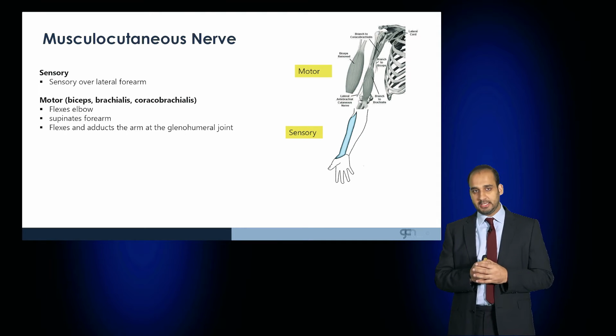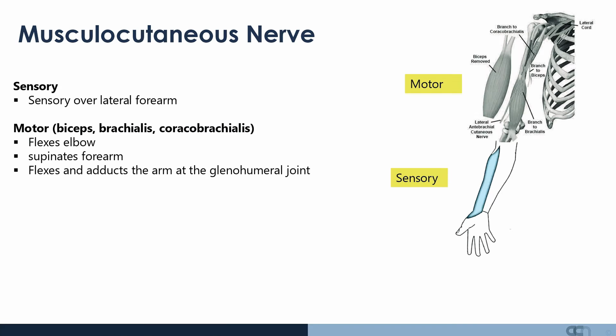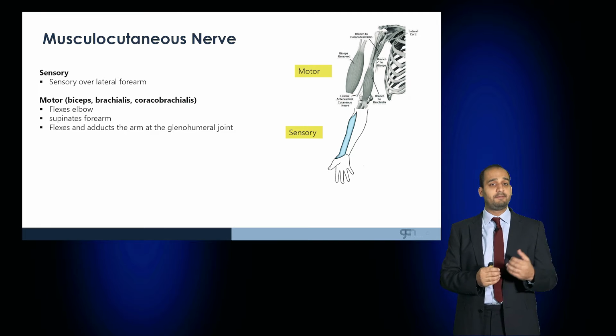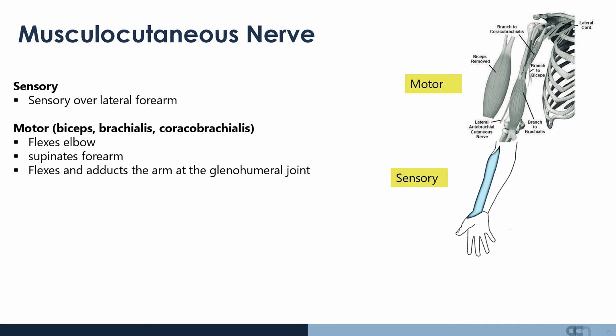The musculocutaneous nerve also has important sensory and motor components. The musculocutaneous nerve provides sensation over the lateral forearm and provides motor innervation to the biceps, brachialis and the coracobrachialis muscle. These muscle groups are involved in the flexion of the elbow, supination of the forearm, and flexion and adduction of the arm at the glenohumeral joint.